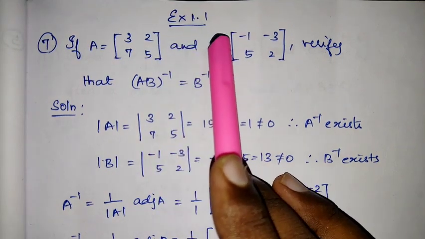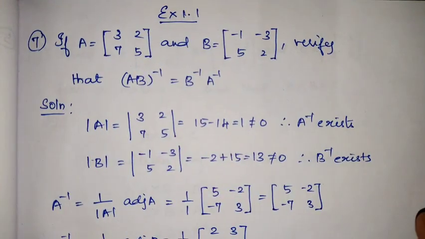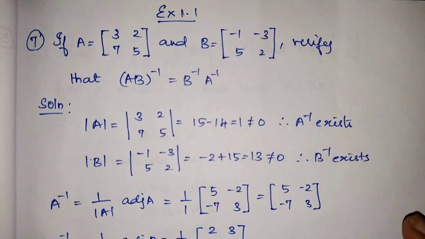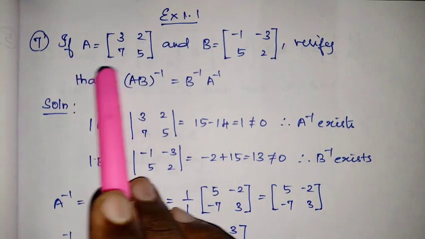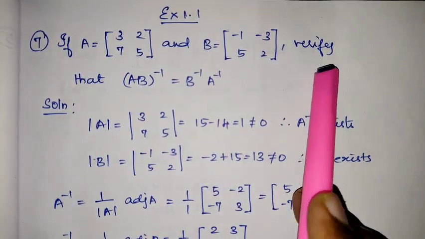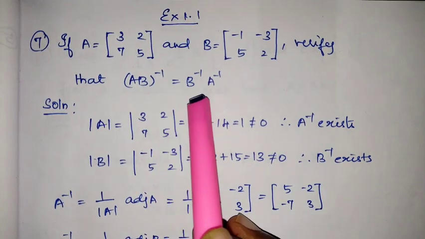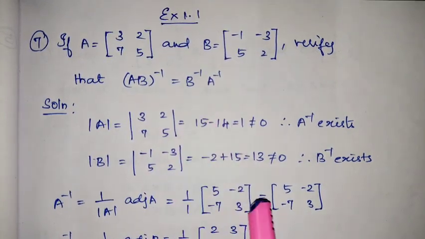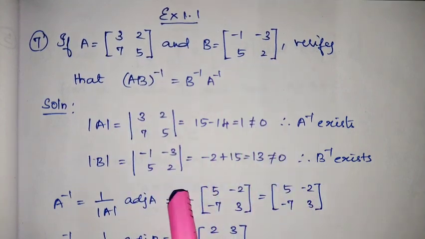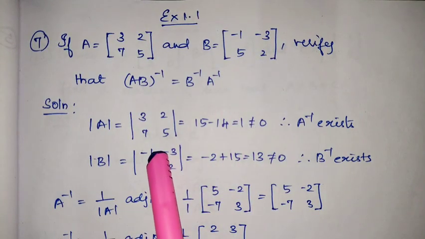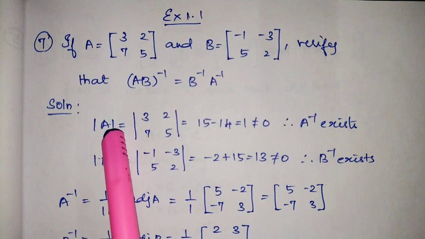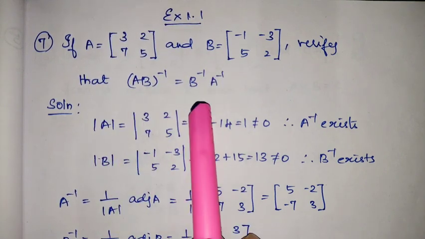Exercise 1.1, sum number 7. Now here two matrices are given, that is A matrix and B matrix. You are asked to verify that AB whole inverse is equal to B inverse into A inverse. Since this is a 2 by 2 matrix, we can easily do it. Now first we have to find the formulas, right?